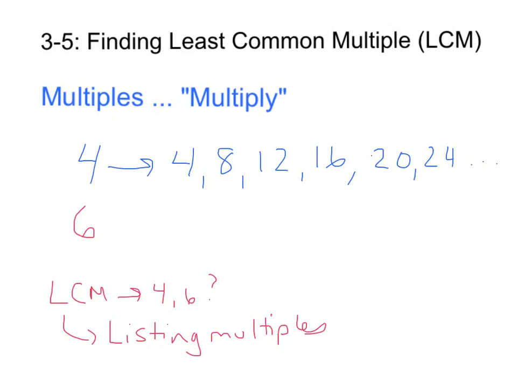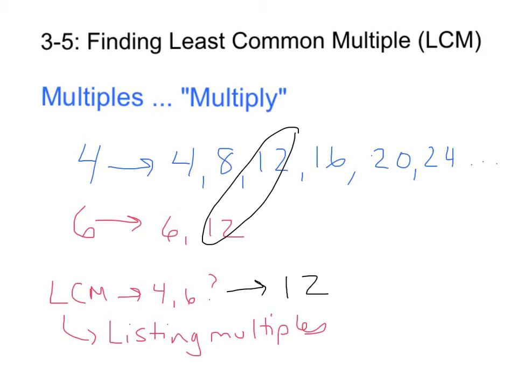So for 6, I could do 6, 12, and as soon as I find one in common, the LCM will be 12. So this way works fairly well, listing out the multiples. It's fairly quick to do because we're used to multiplying and listing out multiples. But if we are dealing with really large numbers, it's going to be a little bit harder. So there's also another technique, and this deals with the division ladders once again.